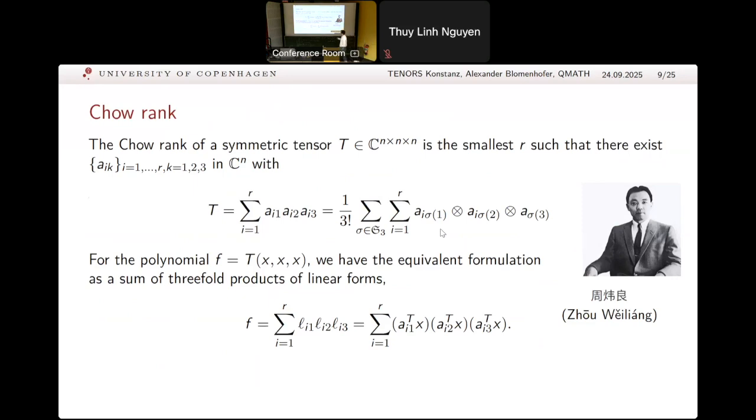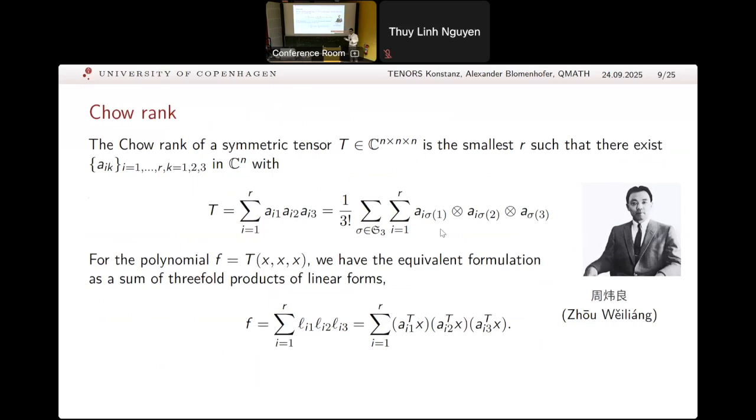So what is the Zhou rank? We are trying to write a tensor as a sum of symmetrizations of rank 1 tensors. I like to write this suggestively with a product to suggest that it's a symmetrized tensor. We have the same dual viewpoint that we can view every symmetric tensor as a polynomial. What does it mean? We look at a polynomial f, and we try to write it as a sum of products of linear forms. This is what the Zhou rank means.